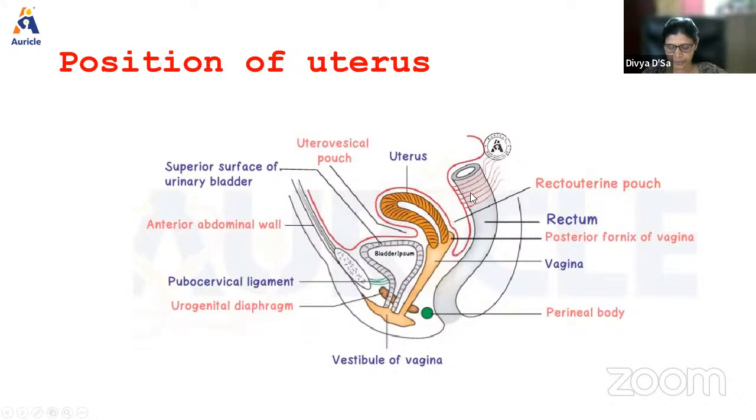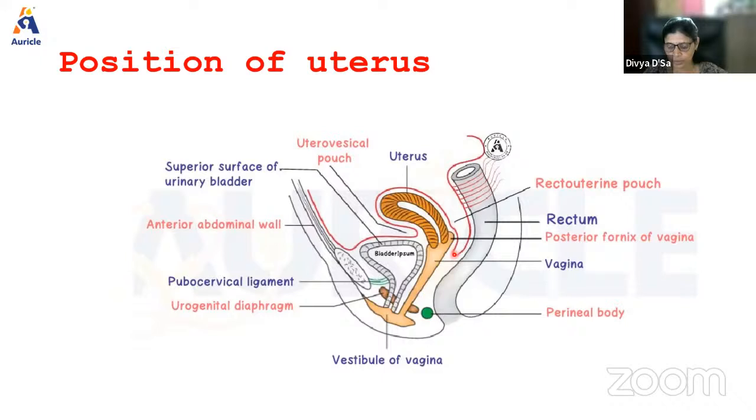So this rectouterine pouch is the most dependent part of the pelvis in females. Boundaries: in the front is the supravaginal part of the cervix and the posterior fornix of the vagina. Behind is the middle one-third of the rectum, and on each side is the rectouterine fold.